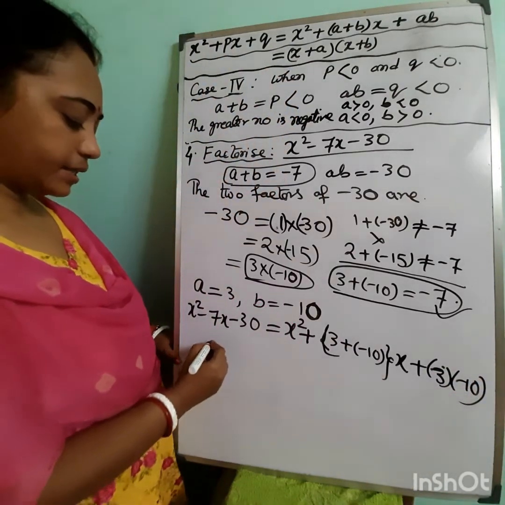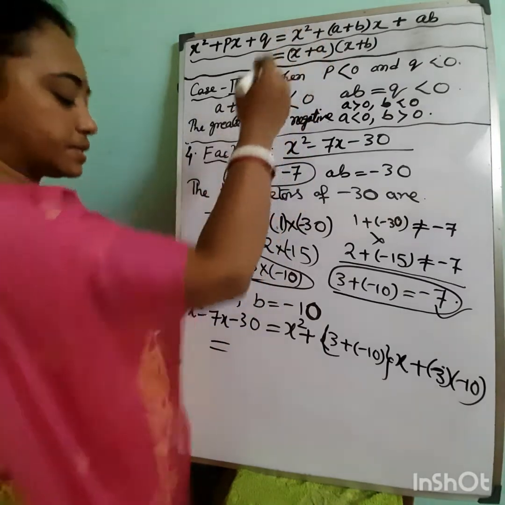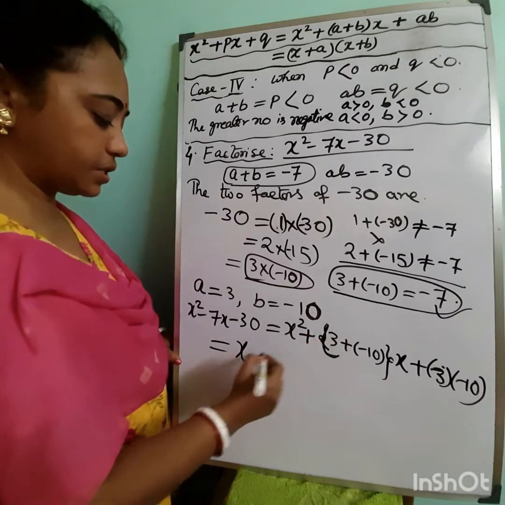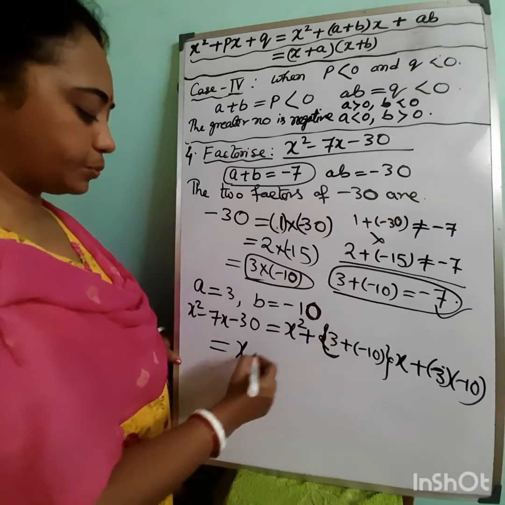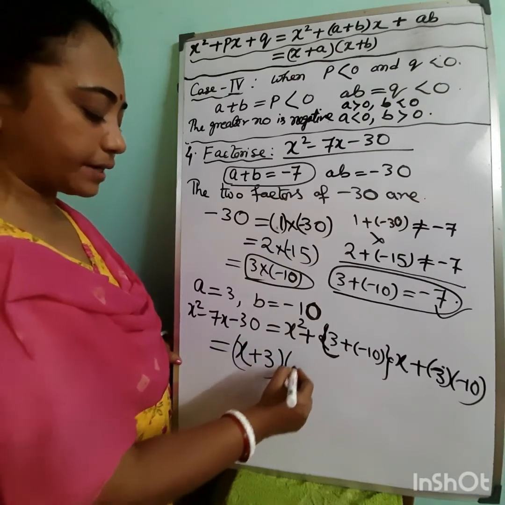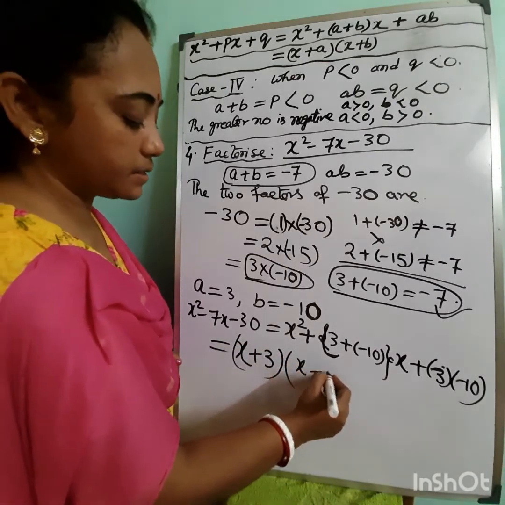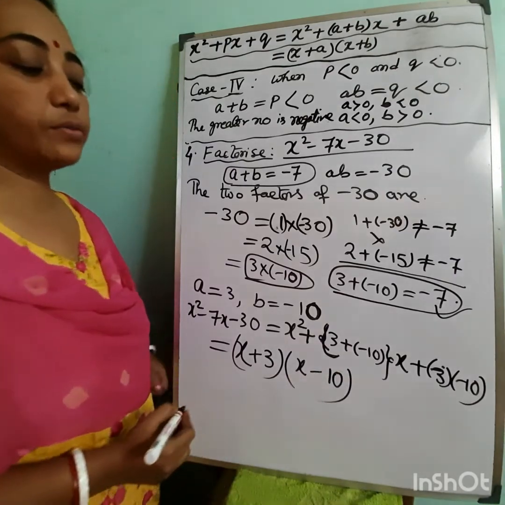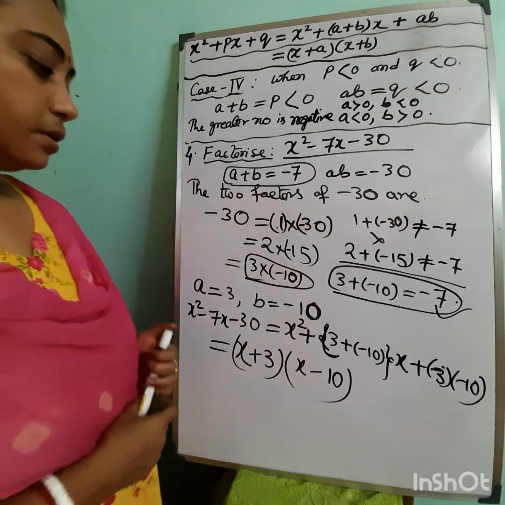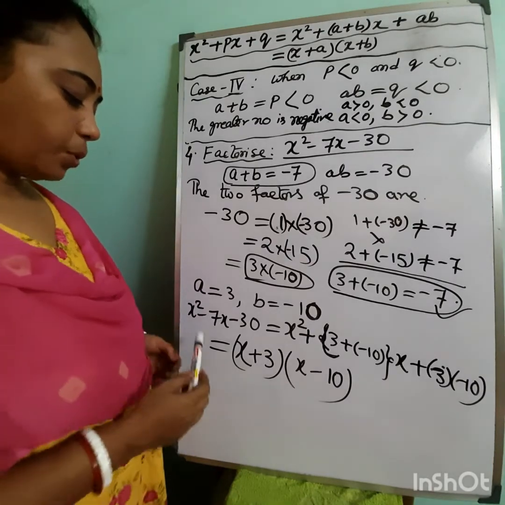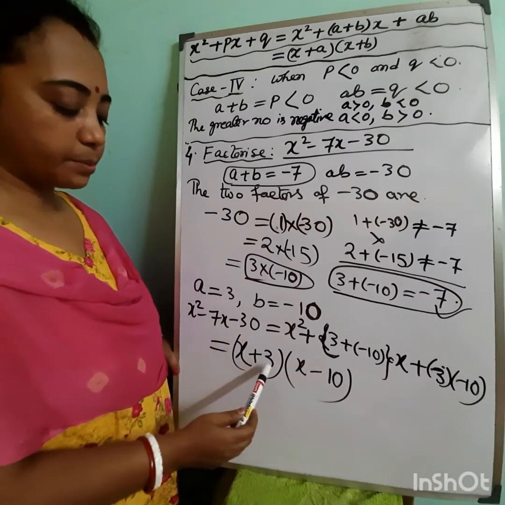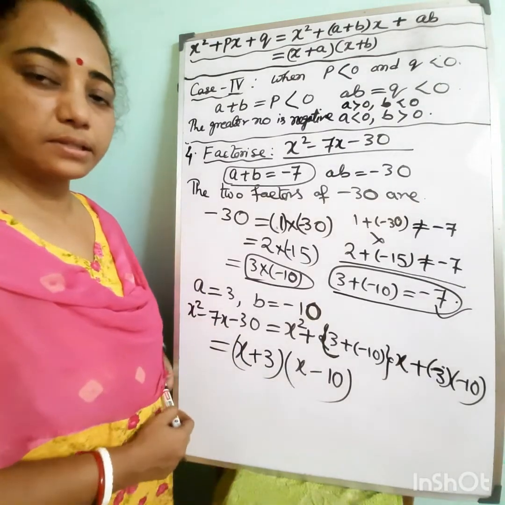So this we can directly put in the factor form, that is x plus a. So here a means 3. So in place of a we will put here 3, and the other factor will be x minus 10. In this way we can directly put the values of a and b. So the required factor form of the given expression x square minus 7x minus 30 is equal to x plus 3 multiplied by x minus 10.